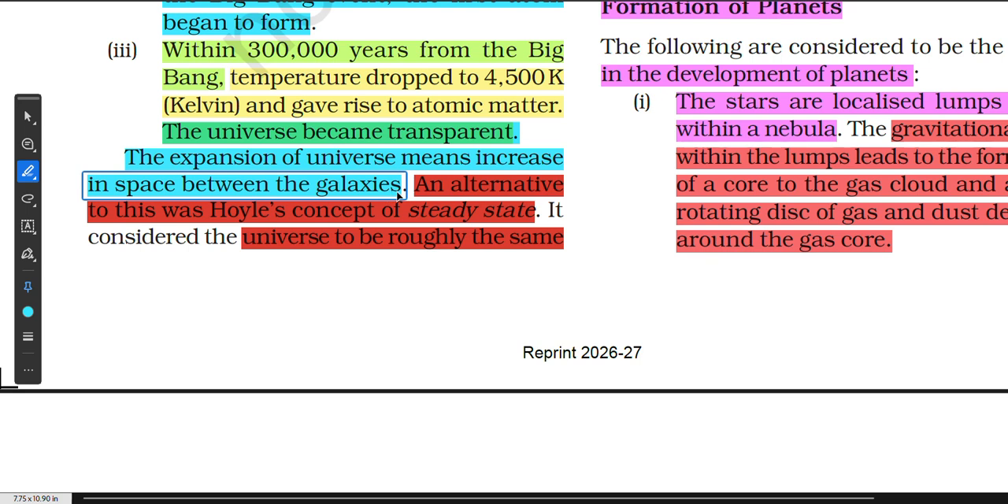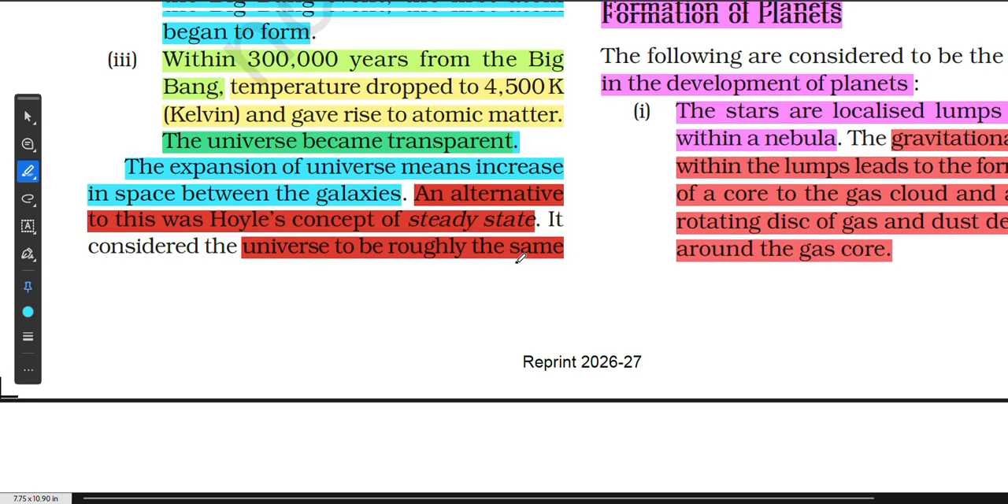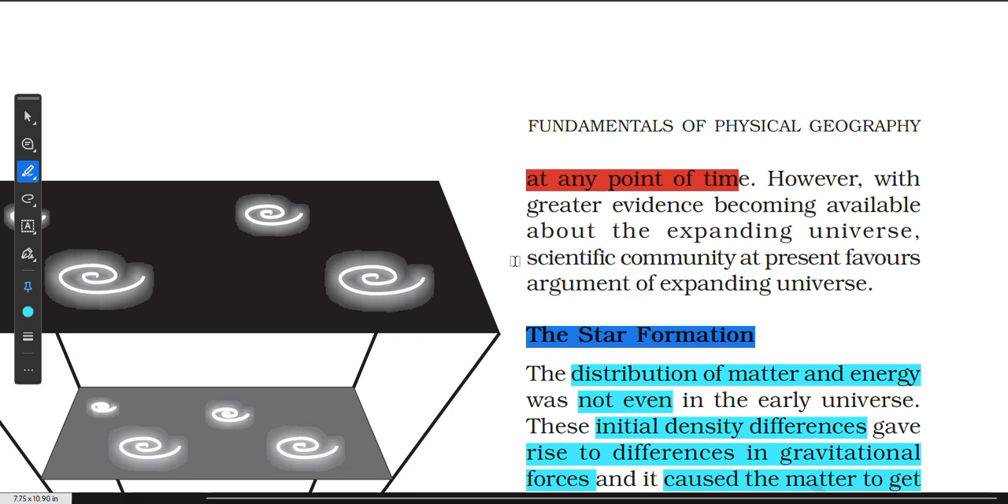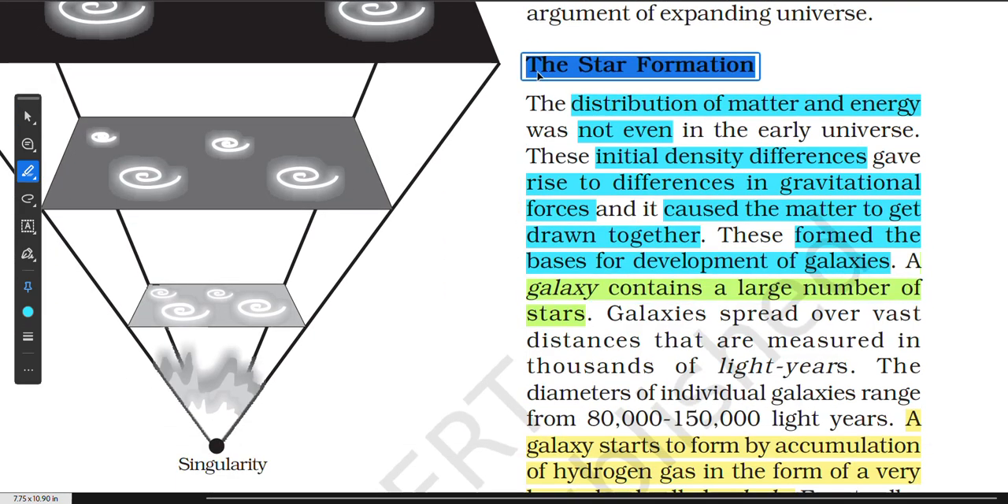An alternative to this was Hoyle's concept of the steady state. Hoyle gave this alternative theory to the Big Bang. It considered the universe to be roughly the same at any point of time. However, this is not much important. Now let us see star formation.